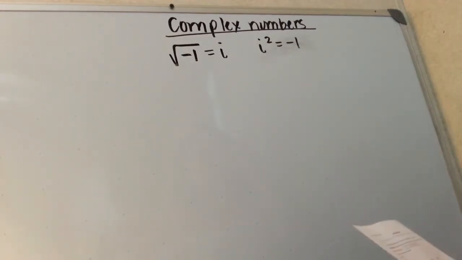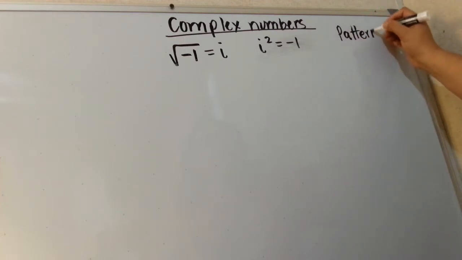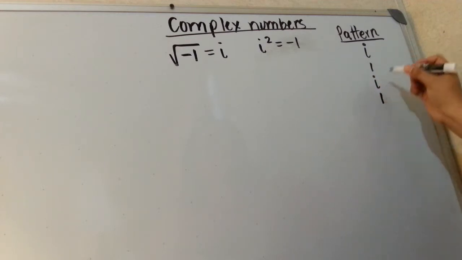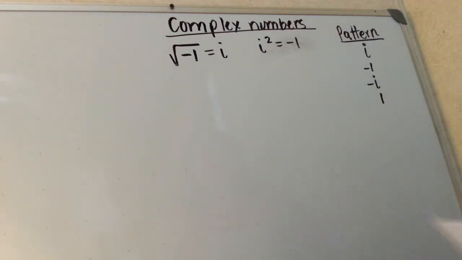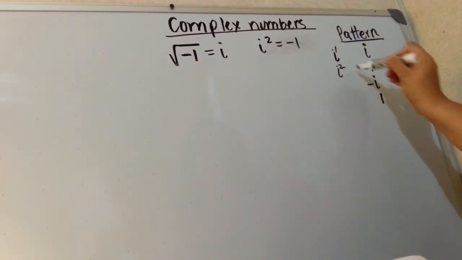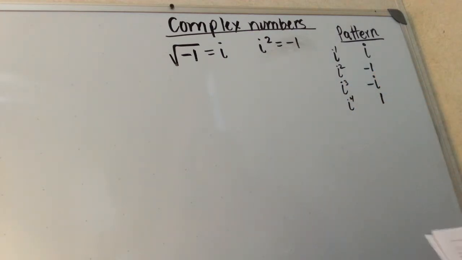Something else that you have to do is simplify powers of i. The pattern that you have to remember is i, -1, -i, 1. The two in the middle are negative. This is i to the first, this is i squared, this is i cubed, this is i to the 4th. And in terms of decimals, this is 0.25, 0.50, 0.75, and this is no decimal, so a whole number.